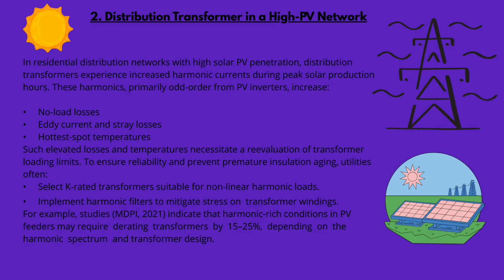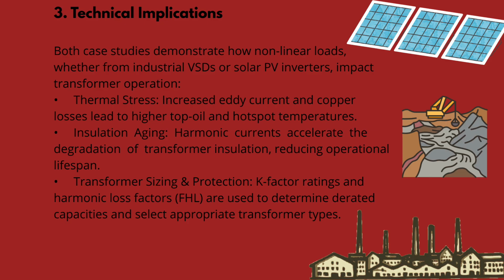Distribution transformer in a high PV network. In a high PV residential network, solar inverters introduce harmonic currents, especially odd order harmonics. These harmonics increase transformer losses such as no-load, eddy current, and stray losses, which raise the hottest spot temperature. As a result, transformers may overheat and experience faster insulation aging. To maintain reliability, utilities use K-rated transformers and install harmonic filters. Research showed that under high harmonic conditions, transformers may need to be derated by about 15 to 25%.